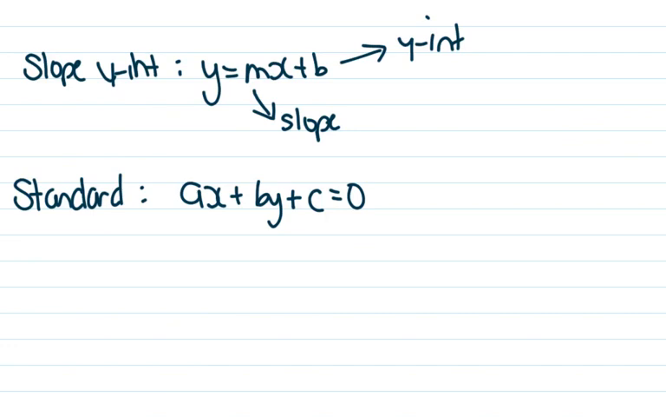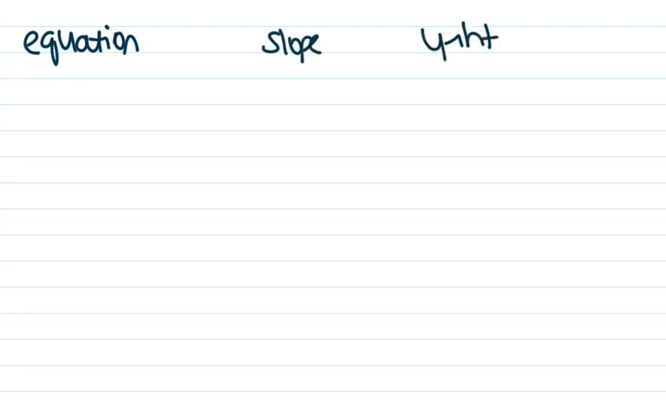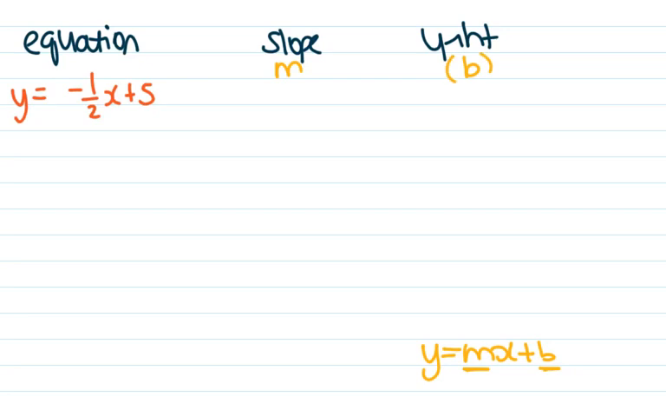Okay, the next thing is lesson 5.1. We talked about slope and y-intercept. So we have a chart here which has an equation and then slope and then y-intercept. The first equation is y equals negative 1/2 x plus 5. So I'm just going to write slope y-intercept form down here: y equals mx plus b. So m and b are slope and y-intercept. M is slope and b is y-intercept.